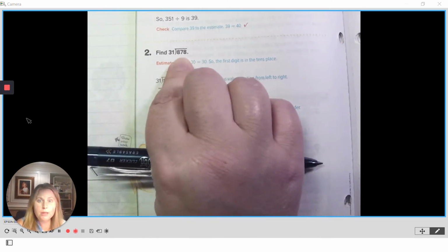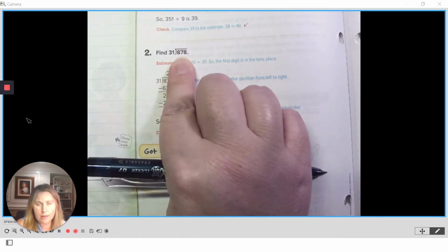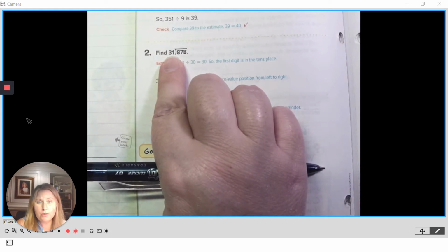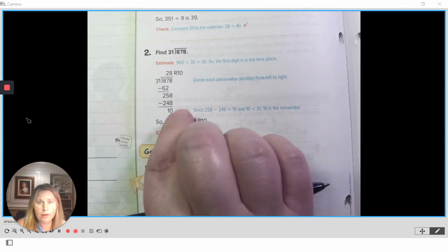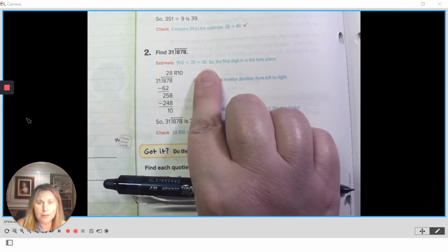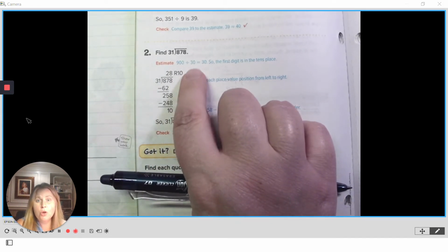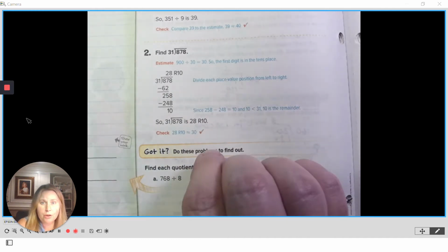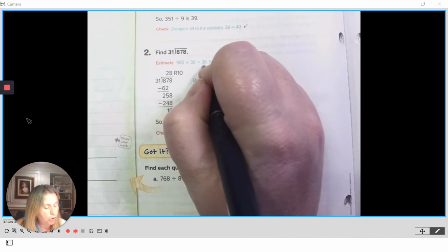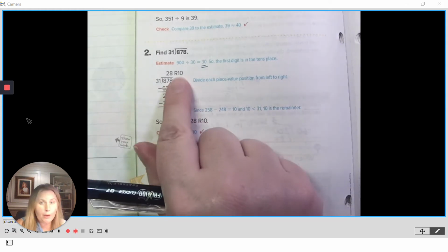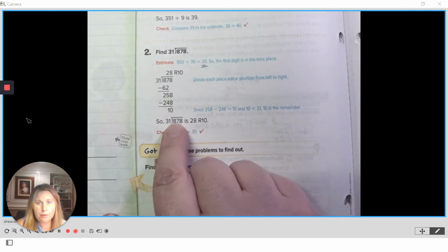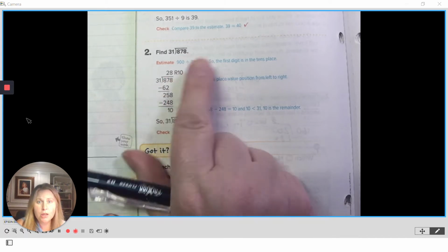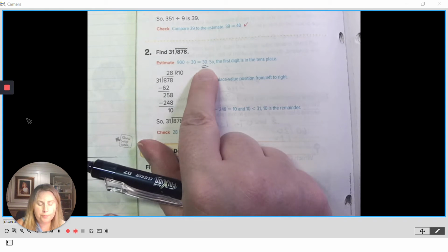So if I rounded this 878 to 900, and I rounded this 31 down to 30, then I can see that 30 would go into 900 about 30 times, because 3 times 3 is 9. 30 times 30 would give us 900. So our estimate would be somewhere close to 30. So our answer should be right around 30. And then when we go ahead and divide that out precisely using the standard algorithm, we get 28 remainder 10, which is close to 30.